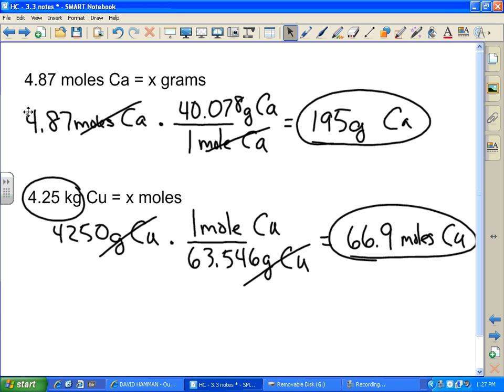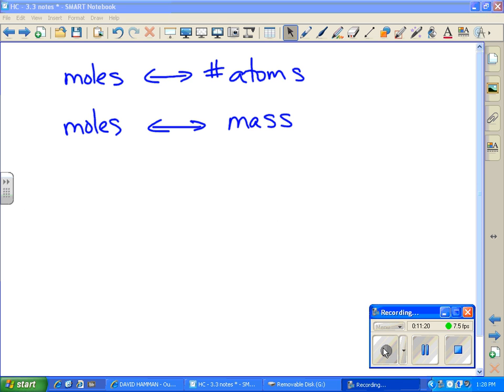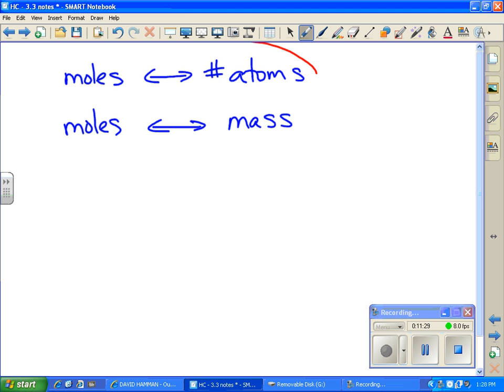The two examples that we have done so far have dealt with moles and atoms, or atoms and moles, and now we've looked at moles and mass, or mass and moles. Well, the only combination left then is how do we relate atoms to mass? And what we end up having is now a two-step calculation, which we will cover in our next episode.